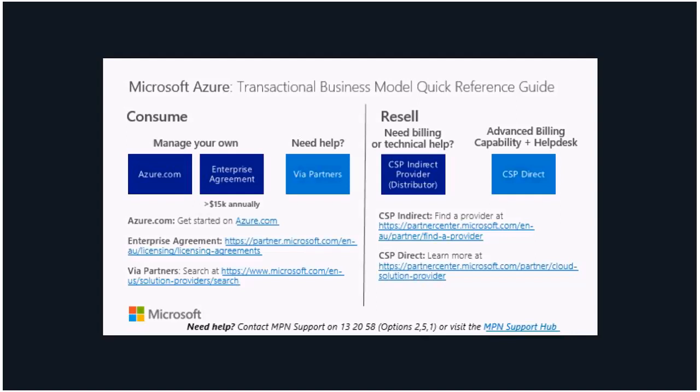If you thought that you had more advanced billing capability, maybe your own help desk, you'll want to consider CSP Direct, or the Cloud Solution Provider Direct program. You can learn more by clicking the link at the bottom there, and it'll walk you through the different criteria, requirements, etc. for that model. And with all of this, if there is anything that you need help with or you're not sure of, it's easy. Just contact Microsoft Partner Network Support on 13 20 58, options 251, or visit the MPN Support Hub and they'll be happy to assist. And with that, I'll pass it back over to Marnie.